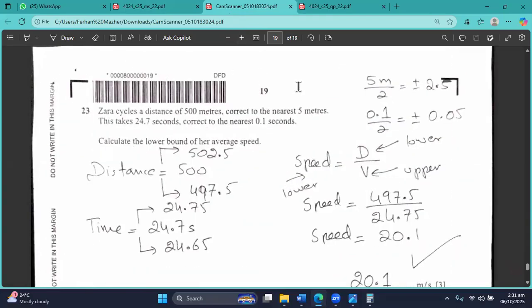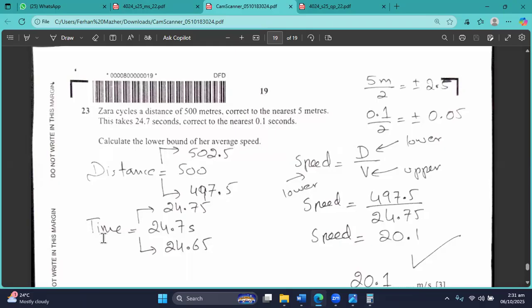So the distance is 500 meters, which is correct to 5 meters. Divide 5 by 2, you get 2.5, with plus minus. To 500, add 2.5, you get 502.5. That's the upper bound. From 500, subtract 2.5, you get the lower bound, that is 497.5.